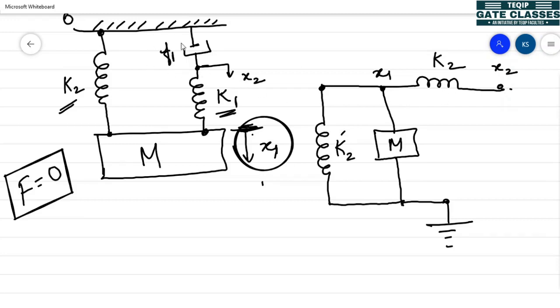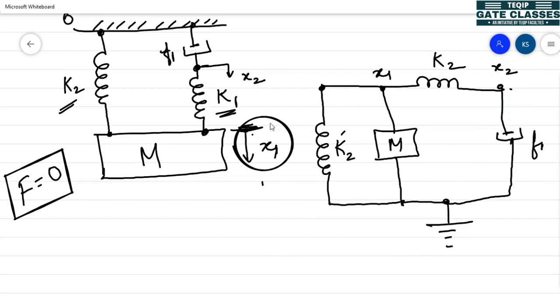We can observe that this damper element is connected between x2 and 0. So we can connect the damper element here, which is represented as F1. So this is the mechanical network formulation for the whole system.